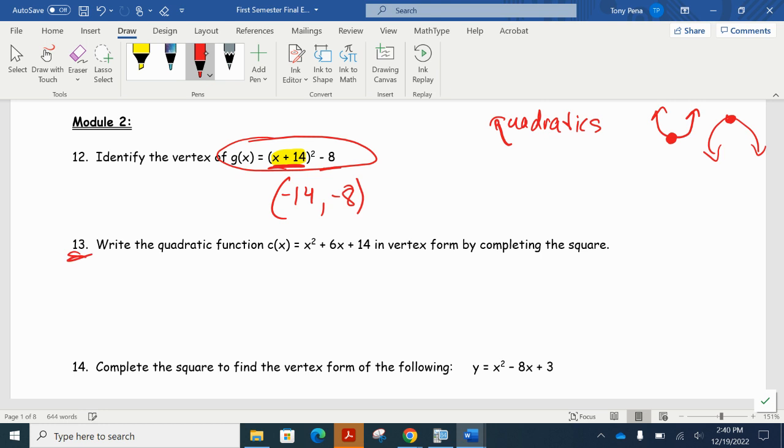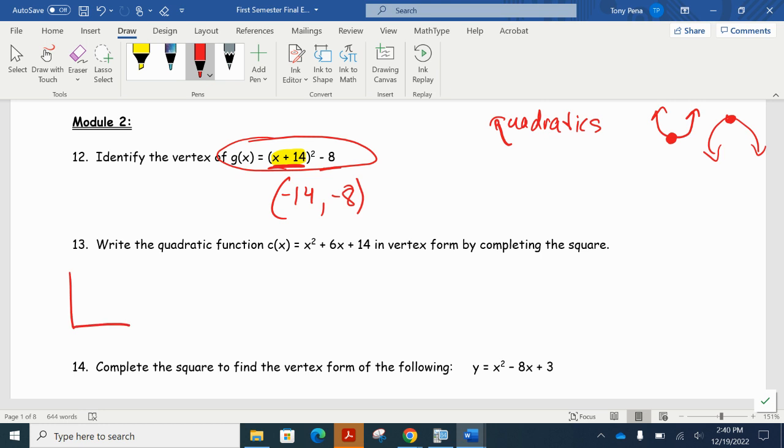So in 13, notice how this is not in vertex form. This is what we would have called standard form. That's what we're looking at right now. And I want you to put this into vertex form. So we want to make it look like that one. So this is what we did over and over and over again. We've even done this in our last chapter when we were doing the square root method and perfect square method.